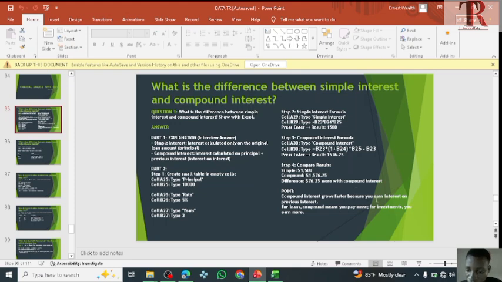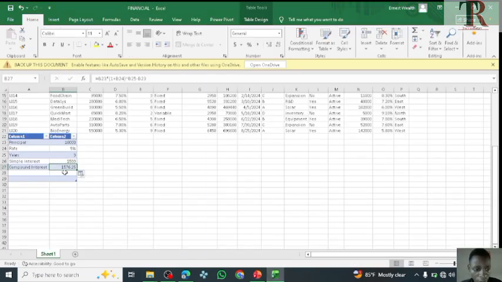Compound interest grows faster because we earn interest on previous interest. For loans, compound means we pay more. So if you loan money and you are paying at a compound interest rate, then you will pay more for what you borrowed. But if it's an investment and you are being paid based on the compound interest, then you will earn more than what you invested.